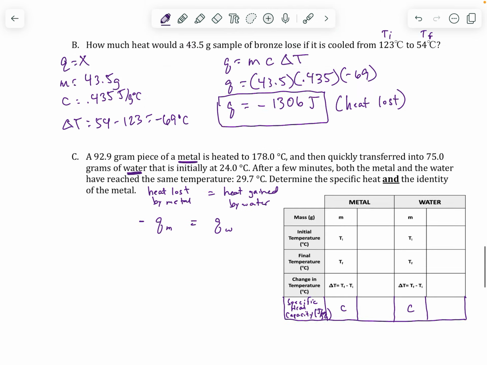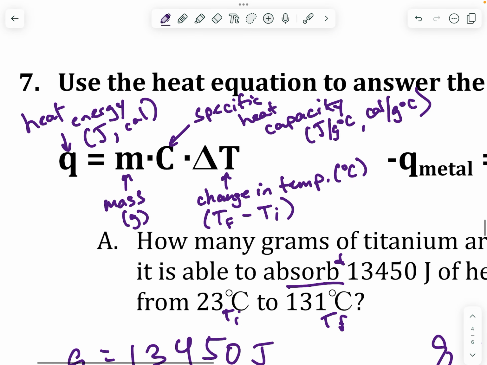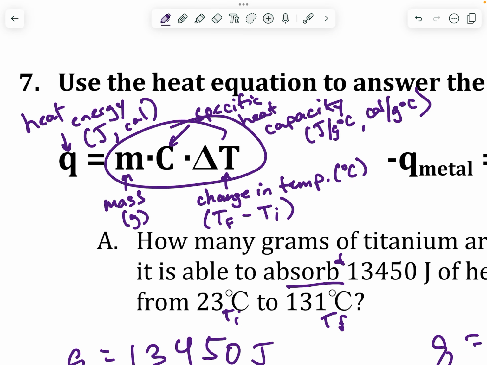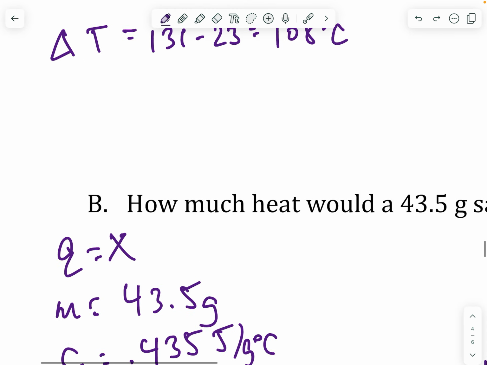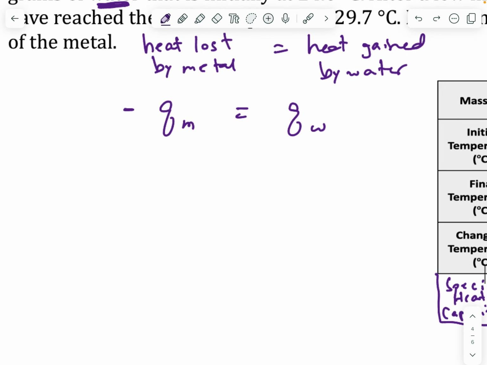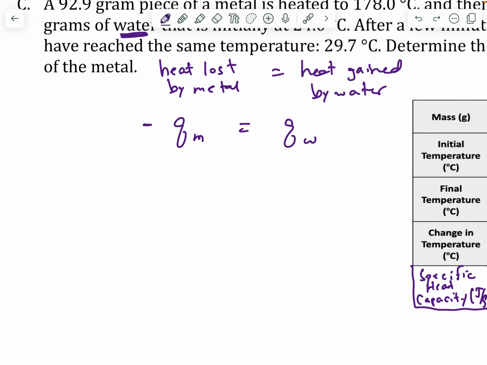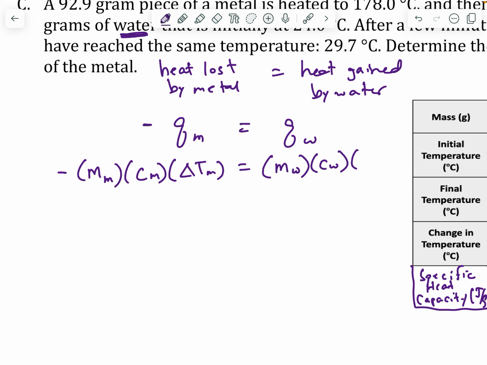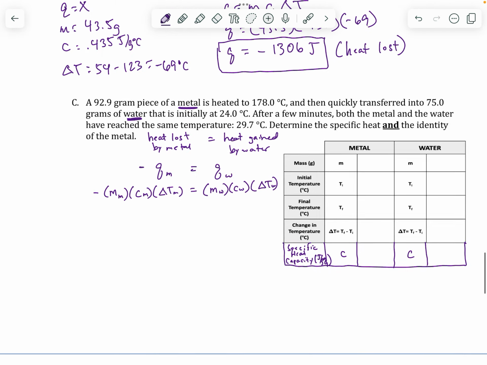What I know about the variable Q, or heat energy, is that I can calculate it using MCAT, right? MC delta T. So I'm just going to expand on both of those and say that negative Q is negative the product of the mass of our metal, because this is the side that's losing, which is our metal object, the specific heat of the metal, and the change in temperature of the metal. That's equal to the mass of the water. This side's positive because heat is being gained, times the specific heat of the water, and the change in temperature of the water.